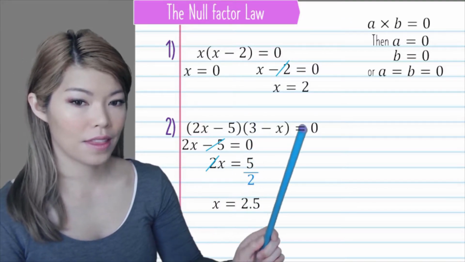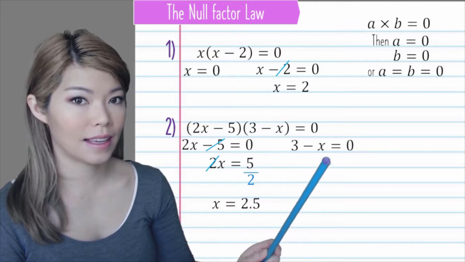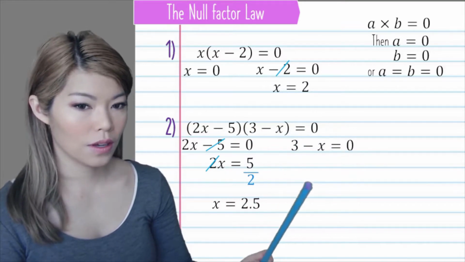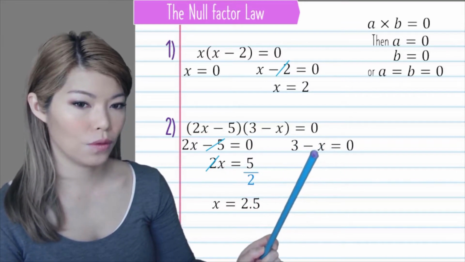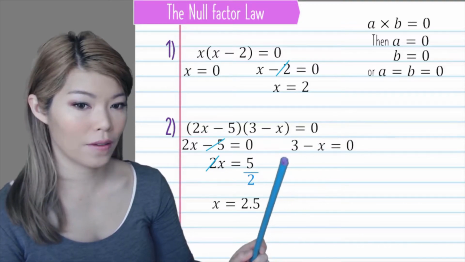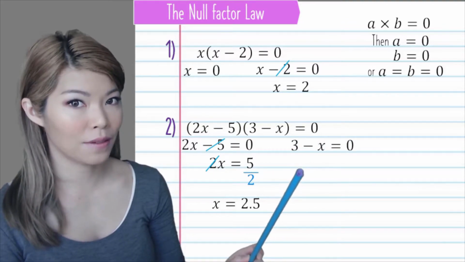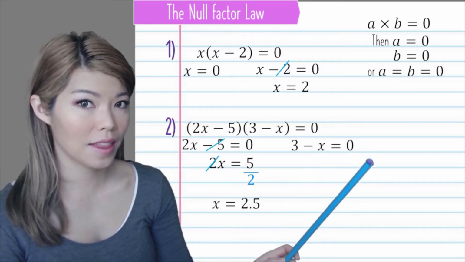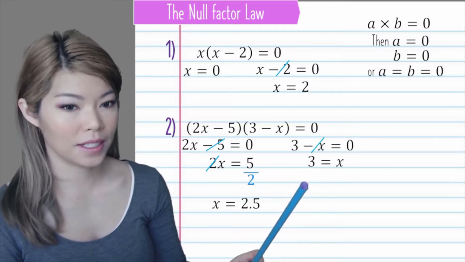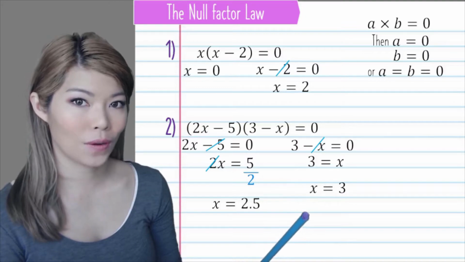And then don't forget the other factor, 3 minus x is 0. For this equation, I would like to move the x to the other side, not the 3, so that there's one less line of working out, because when I move the x to the other side, x becomes positive. So now x is equal to 3.